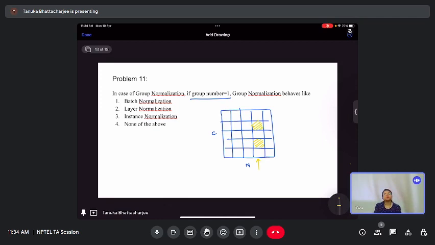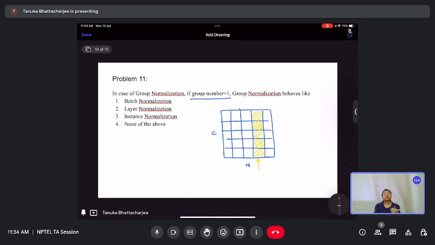So now your group number is 1, you have only one group. So if you have only one group, all your channels should belong to that group. So all channels of that data sample belong to your one group, and you are computing the mean and standard deviation over that. So that means you are computing the mean and standard deviation over all channels of one data point. For each data point separately, you take all channels and you compute one mean and standard deviation.